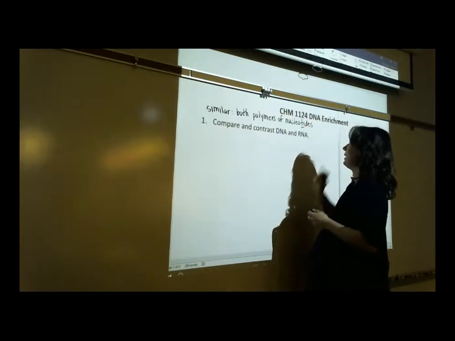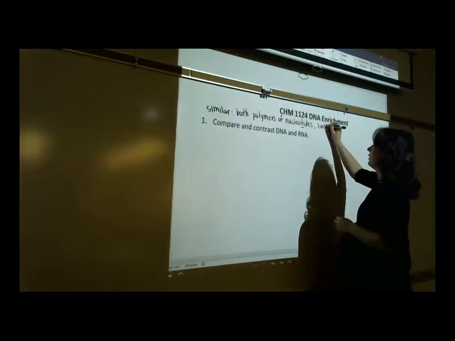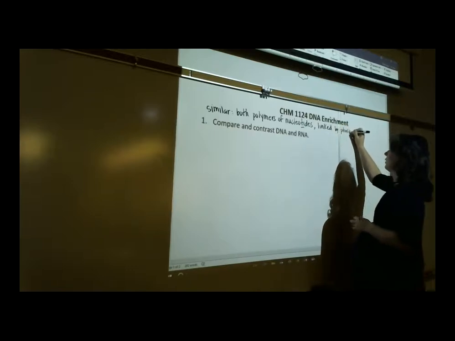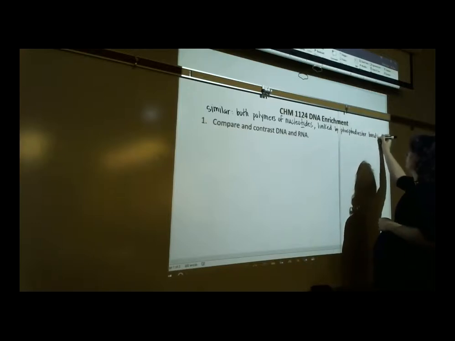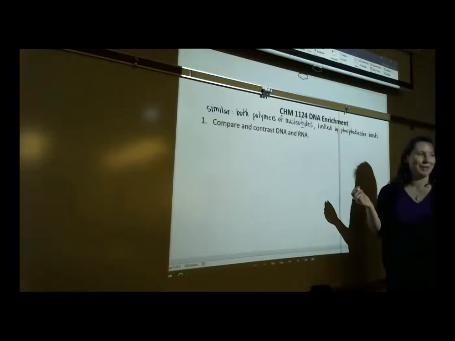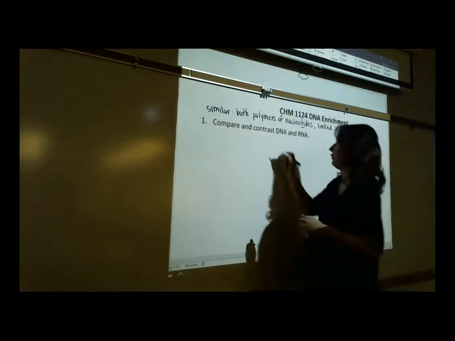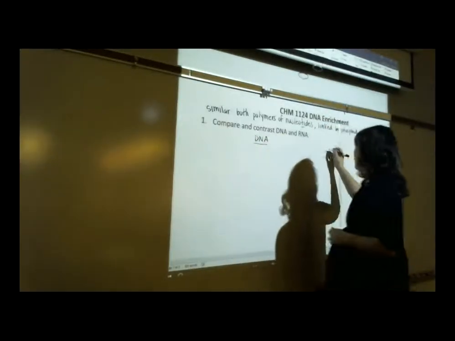Right, nucleotides, not nucleosides, linked by phosphodiester bonds. And that's pretty much where they stop being common after that. So let's talk about what they have different, because there are more differences than there are similarities.